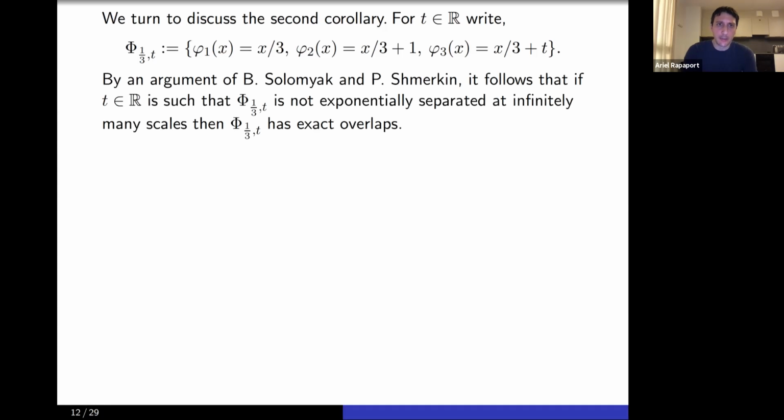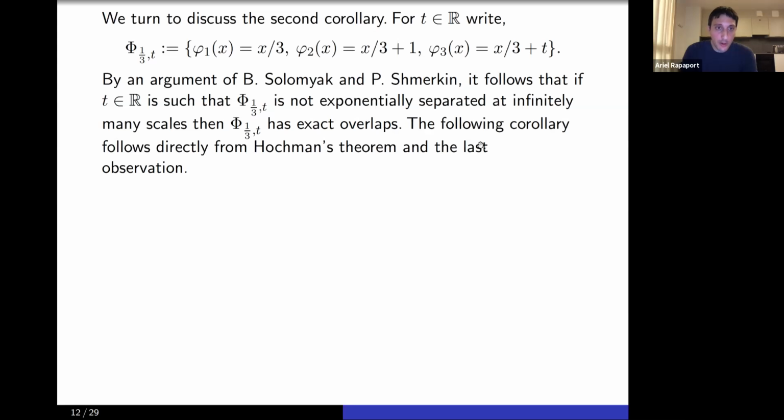By an argument of Boris Solomyak and Pablo Shmerkin, which also appeared in Hochman's paper from 2012, it follows that if t is such that the corresponding IFS phi 1/3 t is not exponentially separated at infinitely many scales, then it actually has exact overlaps.